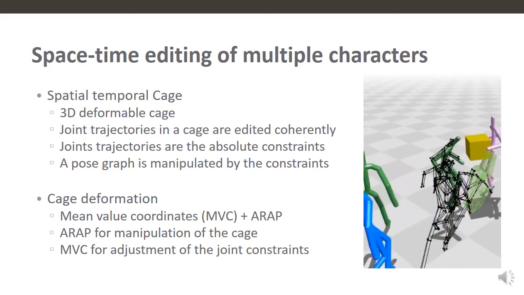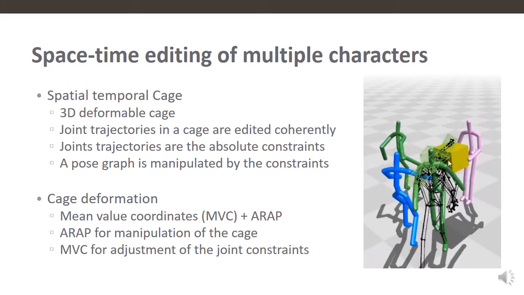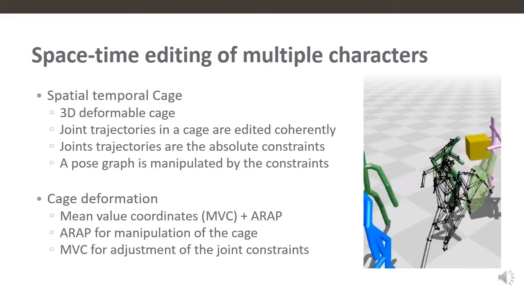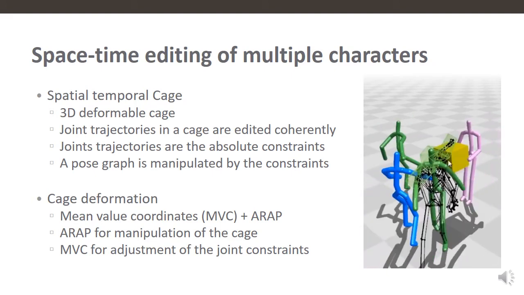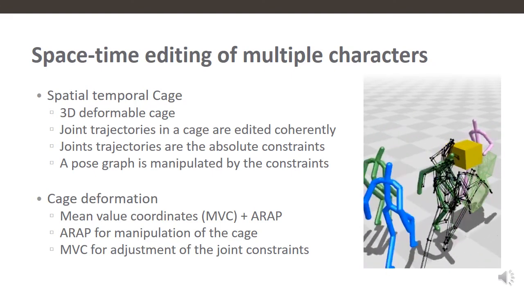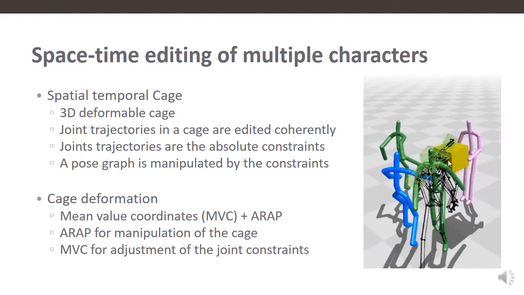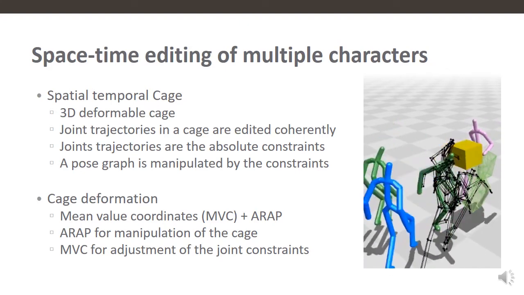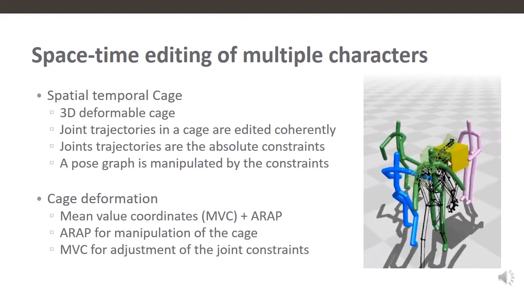Our space-time motion editing method is technically based on hybrid deformation, which combines space deformation for the smooth manipulation of joint points of the character mesh and surface deformation for editing the cage mesh in an as-rigid-as-possible manner.